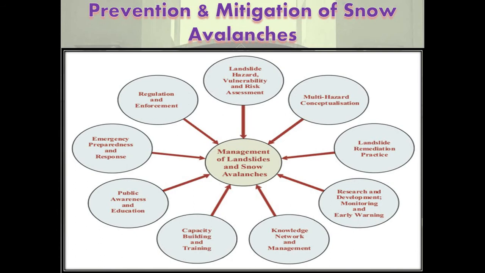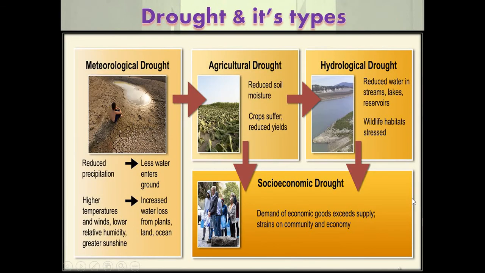Avalanche shades or shelters are merely roofs over roads or railroads that allow avalanches to cross the railroad without interrupting or threatening the traffic. This is the prevention and mitigation of snow avalanches.